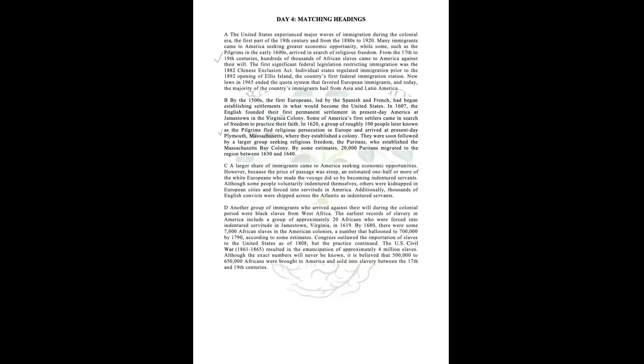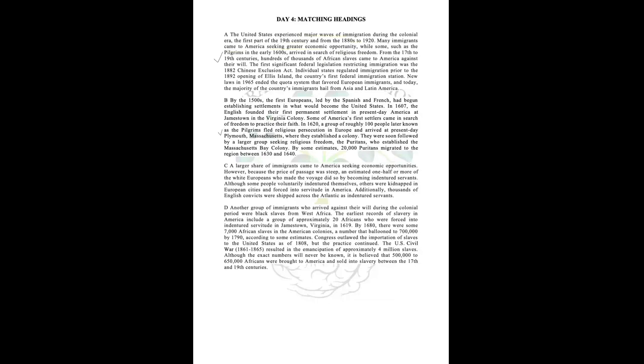The United States experienced major waves of immigration during the colonial era, the first part of the 19th century, and from the 1880s to 1920. Many immigrants came to America seeking greater economic opportunity, while some, such as the Pilgrims, arrived in search of religious freedom. So, basically, why people came to America until now. From the 17th to the 19th centuries, hundreds of thousands of African slaves came to America against their will. Now, they did not come here for economic opportunity, nor did they come for religious freedom.